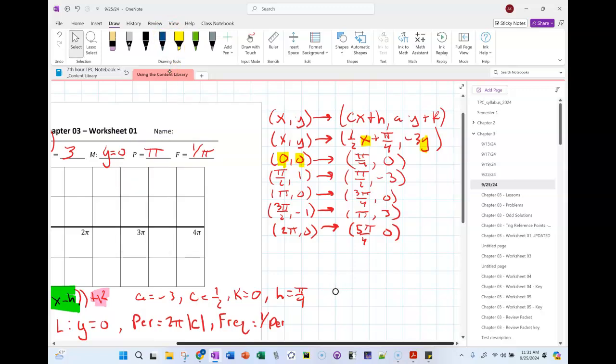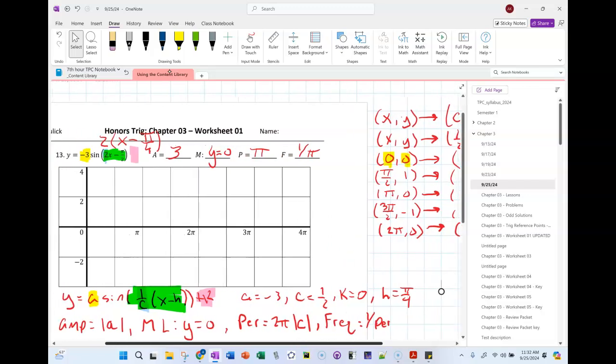Is everybody okay with how I got the points? Maybe not the specific arithmetic I did, but in general, the process that I'm using. Just plug in the x and y's into that formula and see what the new xy is, right?